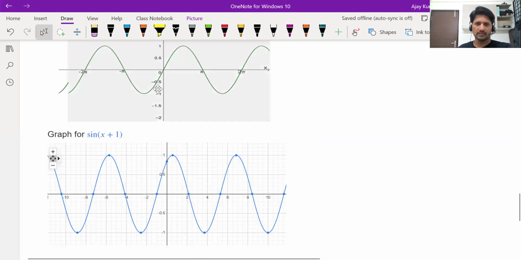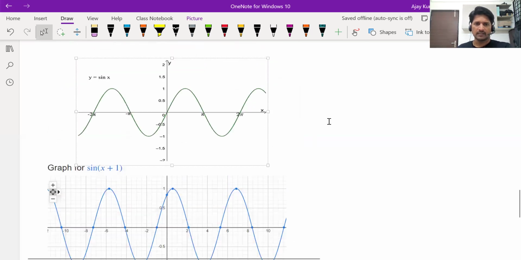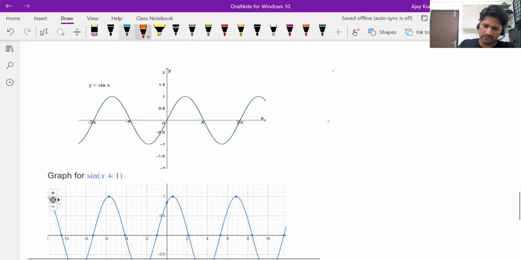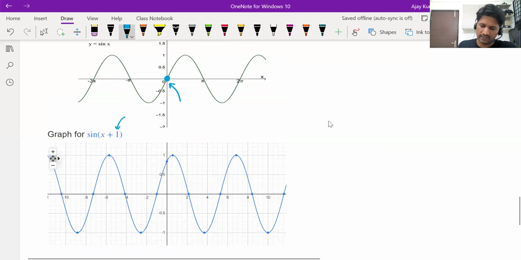Observe the difference between the upper graph and this one. The upper graph passed through the origin. Y is equal to sine x passes through the origin. This point is what I'm talking about. When you add a constant to x, and when you add a positive constant, the graph simply shifts to the left. That's all. You added a constant of 1, so the graph shifted to the left by 1 unit. That's why it's now passing through -1.